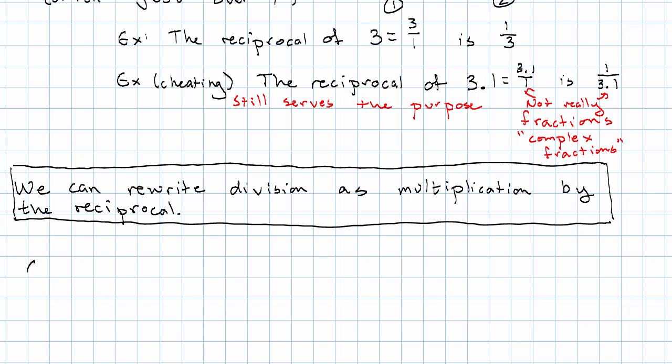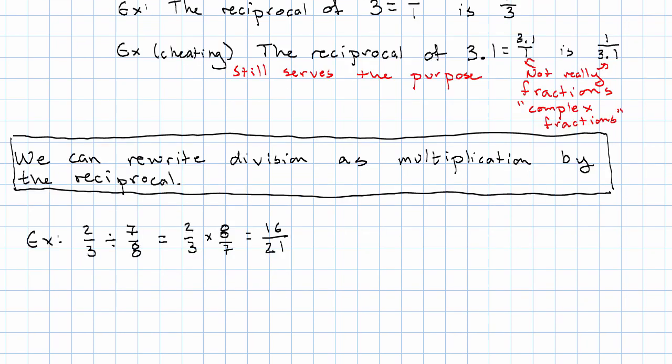So for example, if we have 2/3 divided by 7/8, we can rewrite that as 2/3 times 8/7, which will be, on a good day, 16/21, multiplying the numerators, multiplying the denominators. Why does that work?